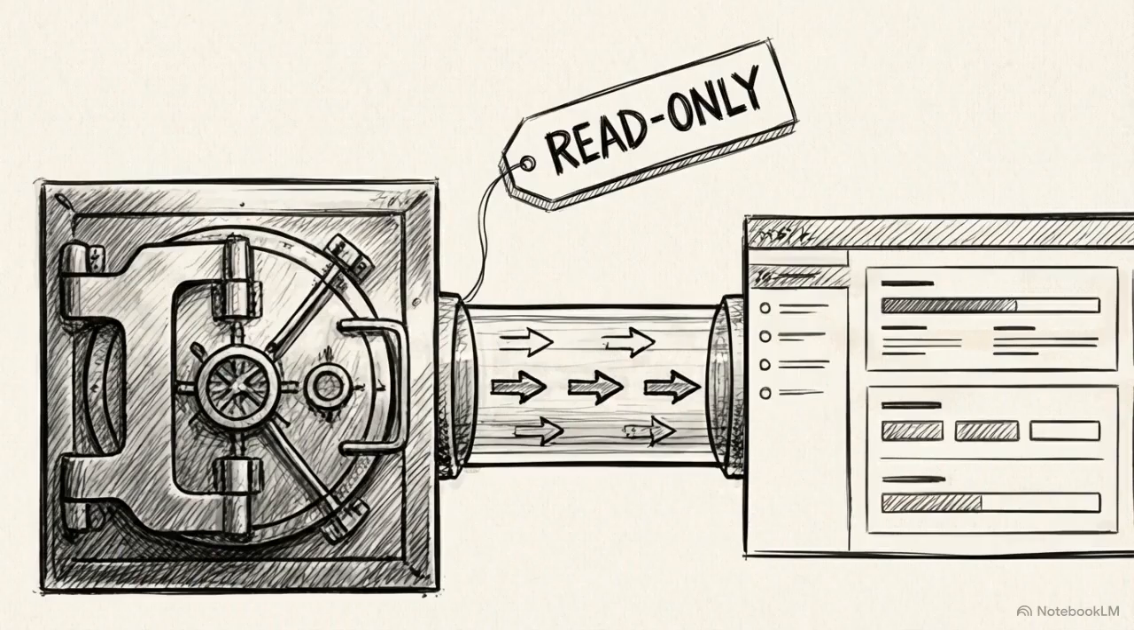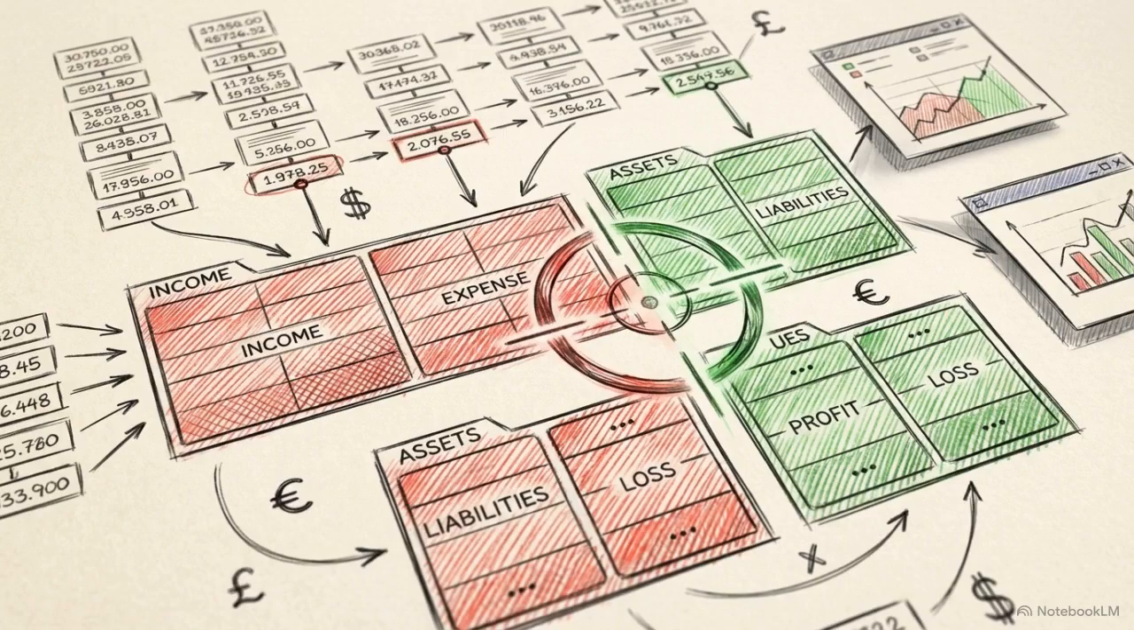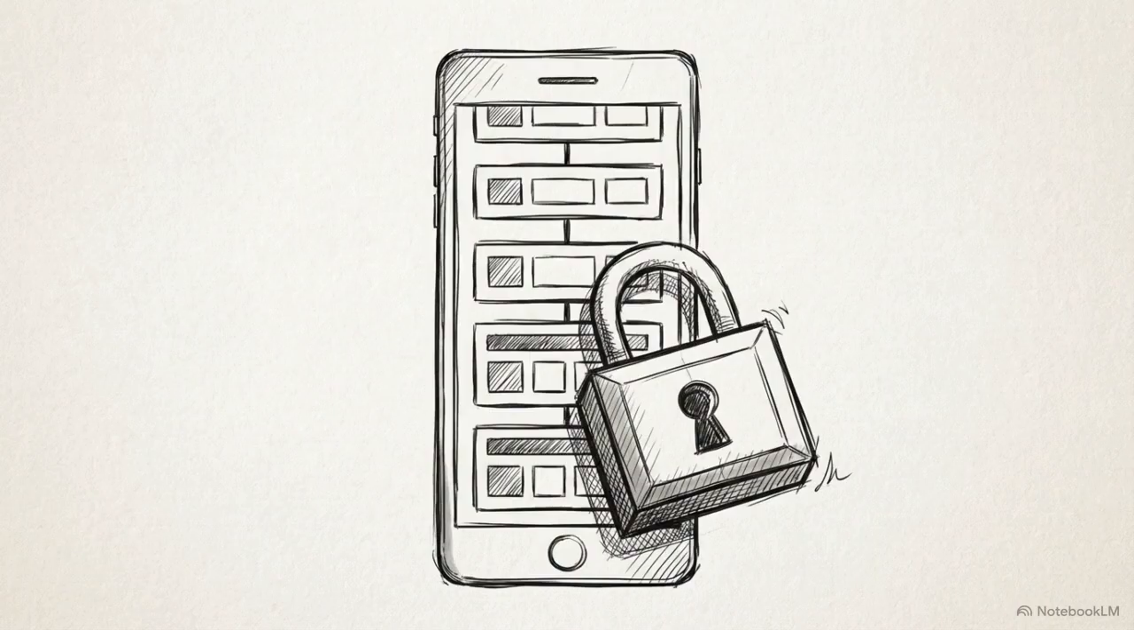This diagram demonstrates the secure, read-only data pipeline these tools rely on. Read-only access means the algorithm can only analyze your ledger to categorize the numbers. It physically lacks the permission or ability to move, withdraw, or transfer your money.